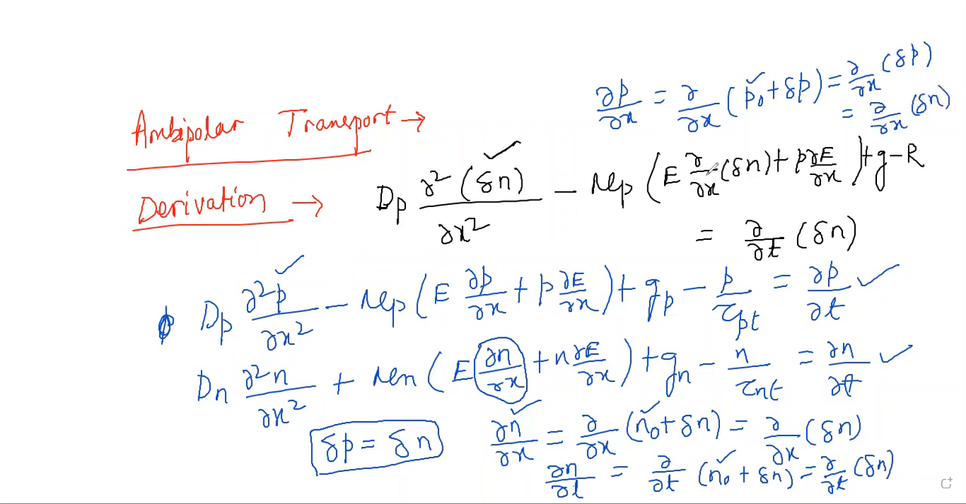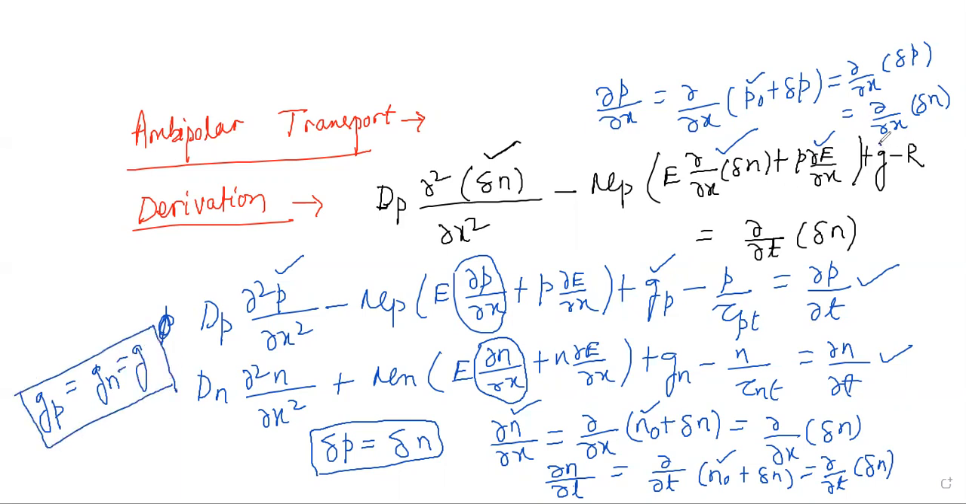So here we just substituted: del p by del x is written as del by del x of delta n. Then p del E by del x: if there is a concentration gradient, then definitely an electric field will be induced, and we have already discussed the induced electric field, which is a function of x, and the term del E by del x will be there as it is. And then again you see G_P here. As we said, the generation occurs in pairs, so G_P must be equal to G_N. Let us take it to be constant, some G value. So I took this to be G.